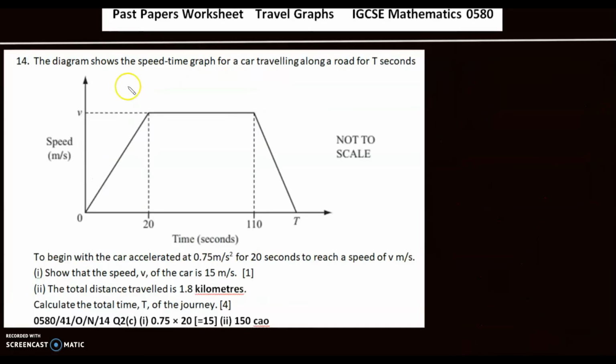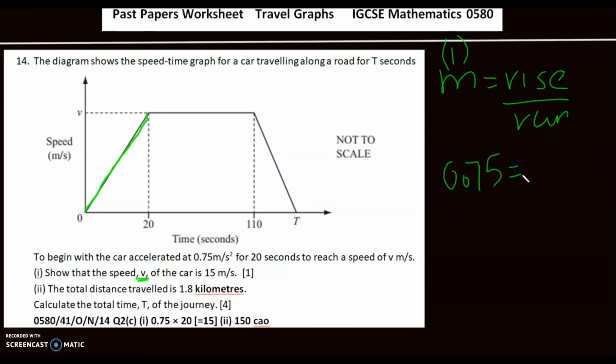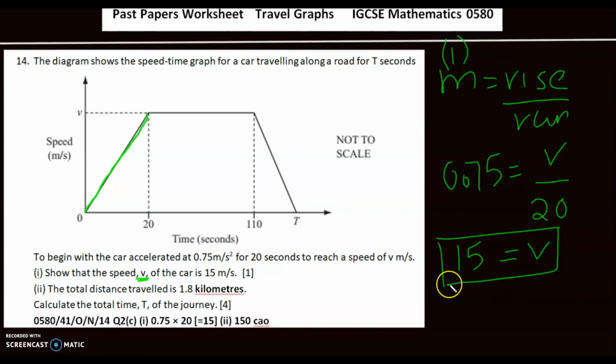Okay, next question. The diagram shows the speed time graph for a car traveling along a road for t seconds. To begin with, the car acceleration is 0.75. Acceleration is the slope, which means the slope of this line is 0.75, and in part 1 we have to find the value of v. So slope is rise upon run. This is part 1. Slope is 0.75, which is the acceleration. Rise is v, run is 20. So solve this and get the value of v, which will come out to be 15.